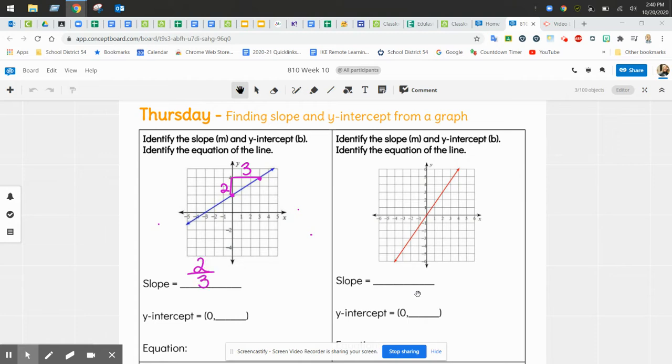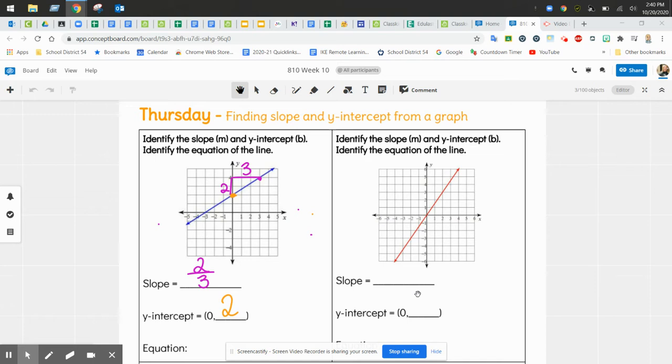My y-intercept is where it crosses the y-axis. And you can see I already identified this point right here where it crosses. The coordinates of that point are 0, 2. So that means our y-intercept is 2.